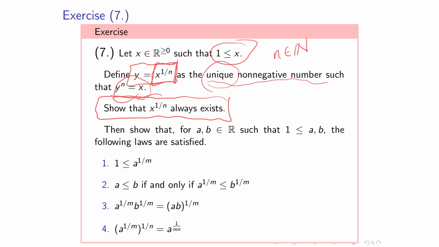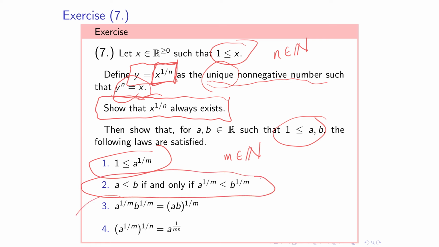And then once we have that, if we let a and b be any two real numbers which are at least 1, then the mth root, again for m in the natural numbers, will be at least 1. The mth root is order preserving, and it has these two familiar exponent laws. And that's the final exercise in the set. So if you're going to solve these on your own, I encourage you to hit pause or stop the video, solve these on your own, and then compare your solutions with mine.